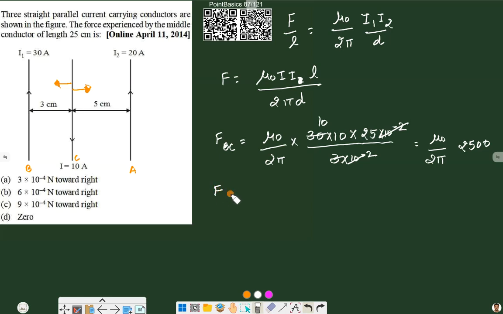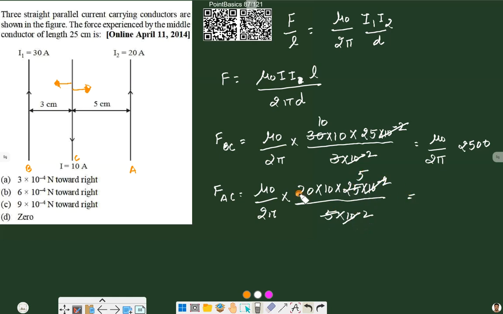Now the force between A and C will be the same again, mu naught by 2 pi into currents; here we will have I2 into I, so 20 into 10, into length, divided by the distance, that is 5. So 10 raised to power 2 cancelled and 25 cancelled, so this will be 200 into 5, that is 1000. So mu naught by 2 pi into 1000.